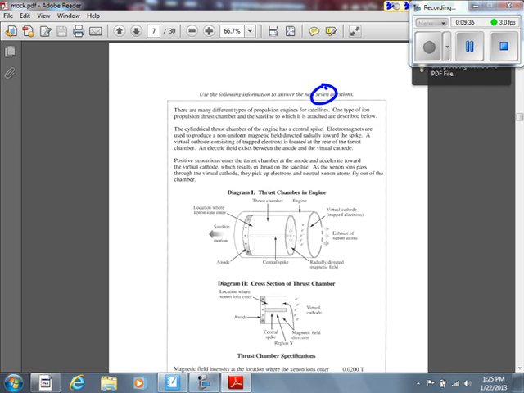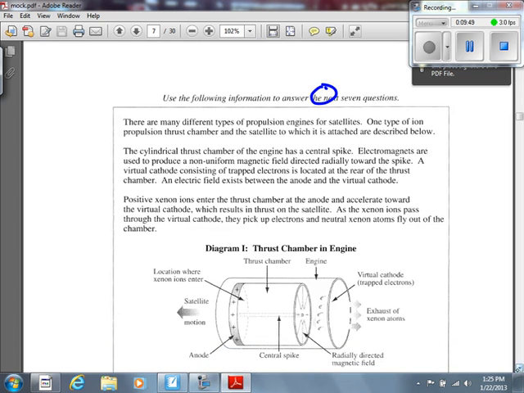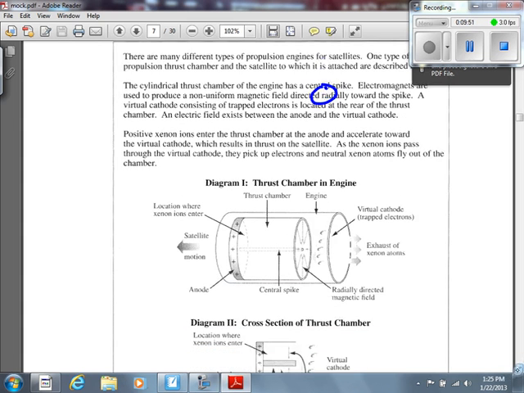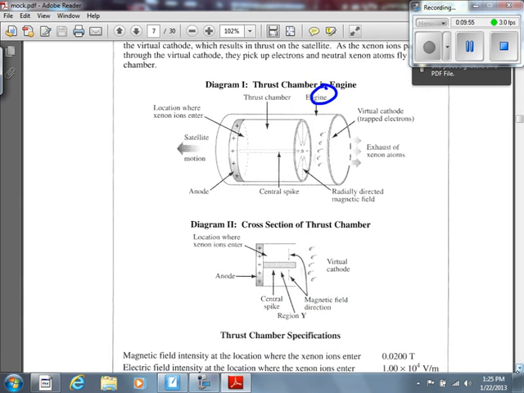All right, question number 4 says, in this diagram, the direction of the electric field in region Y is what? Well, let's look at region Y. Let's make this a little bit bigger so we can see it better. Where's region Y here? The direction of the electric field in region Y. Region Y is right here.